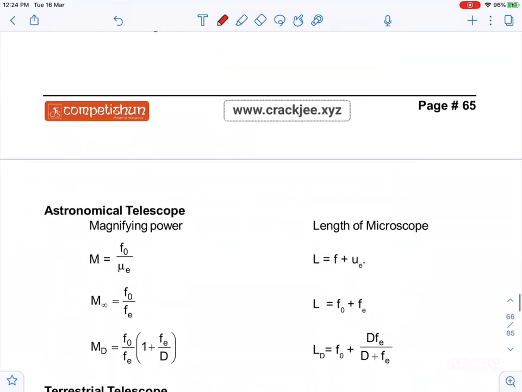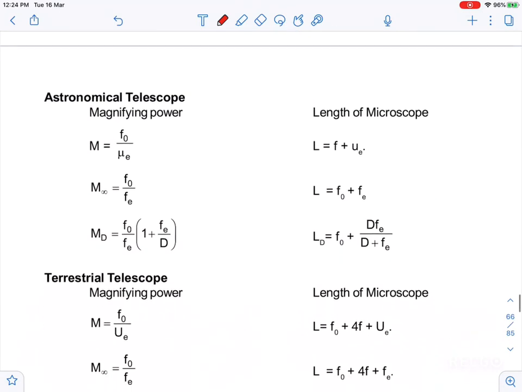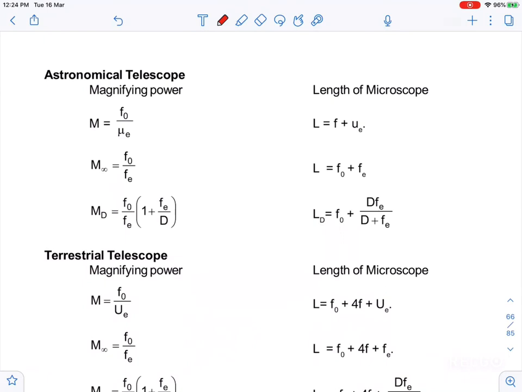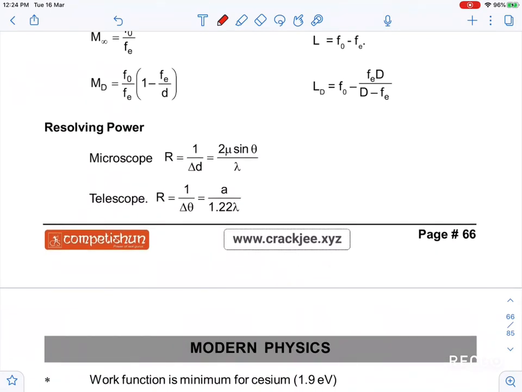Now this astronomical telescope is the same as that; in place of v0 by u0 you will take f0 by fe. Okay, and the same thing is there, guys. So this formula you should see once carefully, and some questions based on length of microscope and length of telescope they can ask.